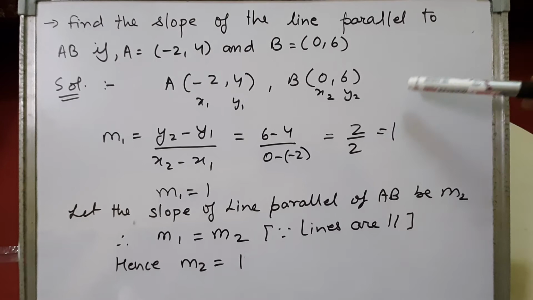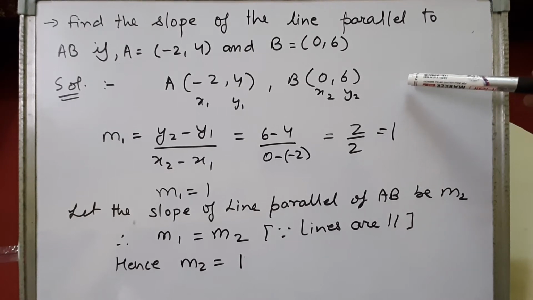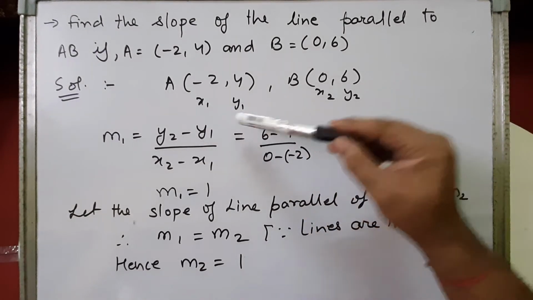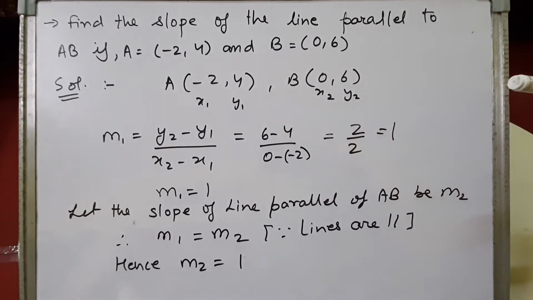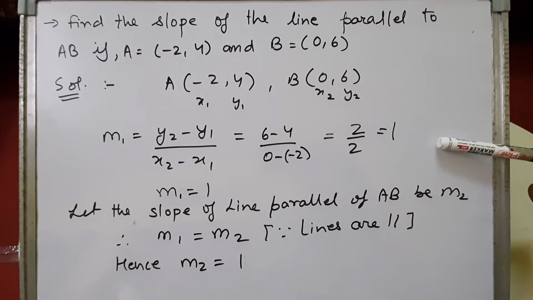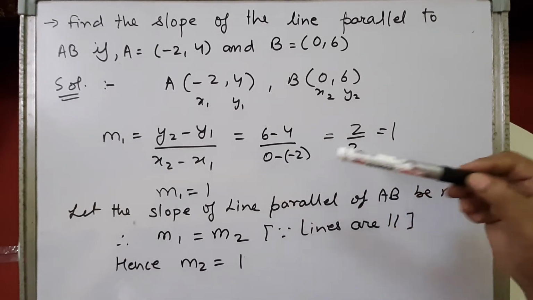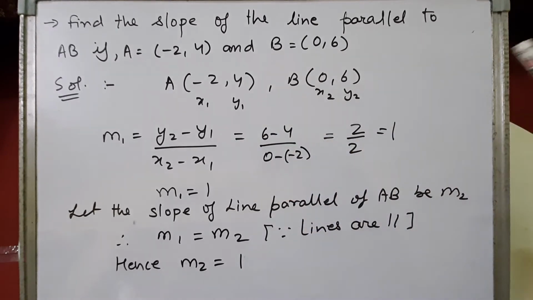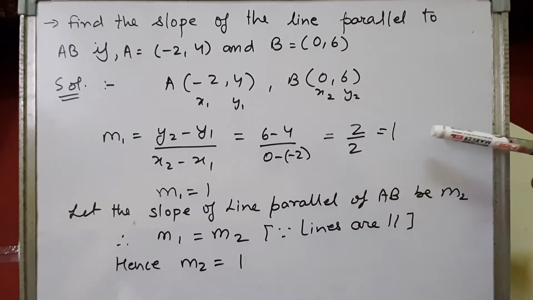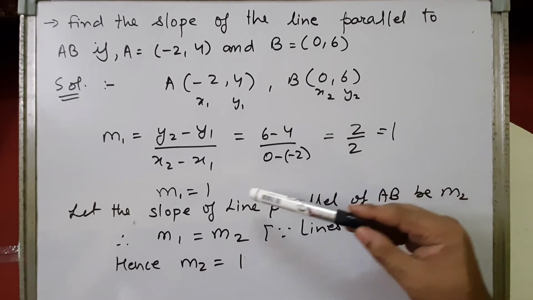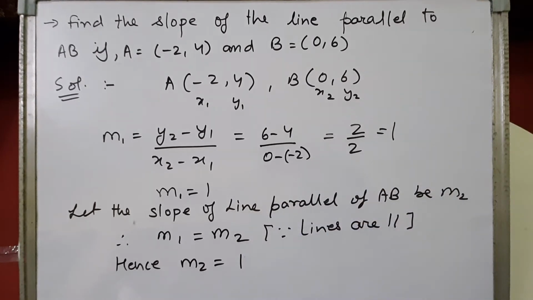So if A is minus 2, 4 and B is 0, 6, let's assume that this is x1, y1 and this is x2, y2. The formula for finding the slope when two points are given is y2 minus y1 upon x2 minus x1, right? So when we put y2 as 6 and y1 as 4, we'll get 6 minus 4 upon 0 minus of minus 2, because the value of x1 is minus 2. So when we solve, we'll get 2 upon 2 equals 1. That means the slope of AB is m1.